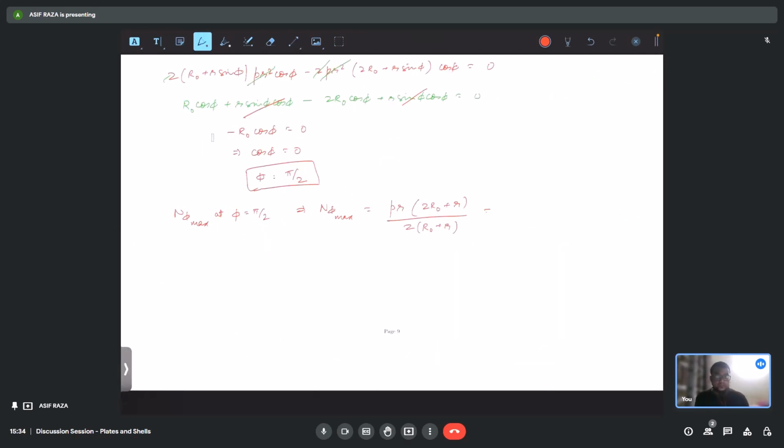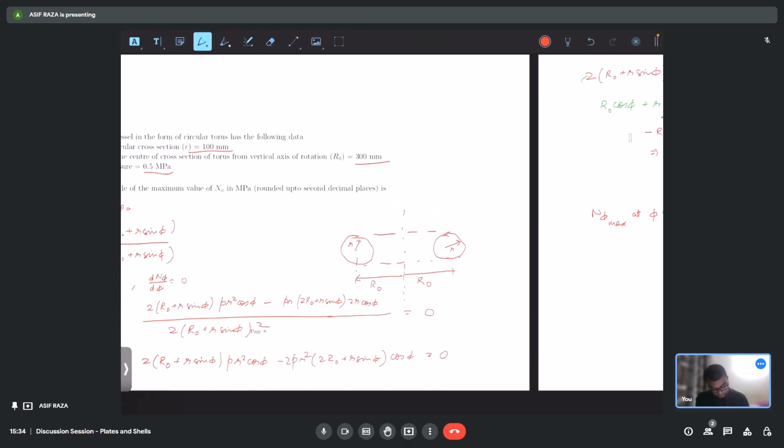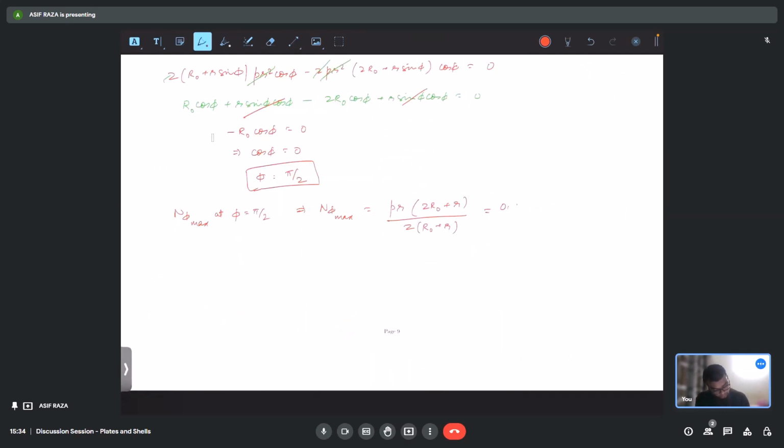So we are given the internal pressure p as 0.5, radius of circular cross section is 100, this is 300, and this is 100. So 2 times 300 plus 100, that is 700, times 500 times 0.5.